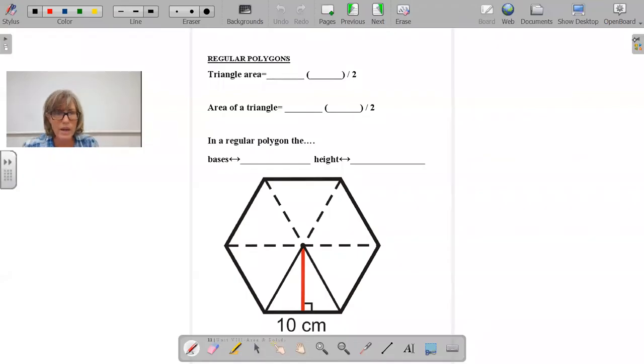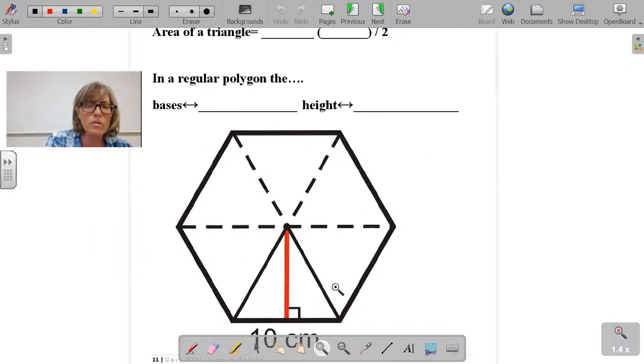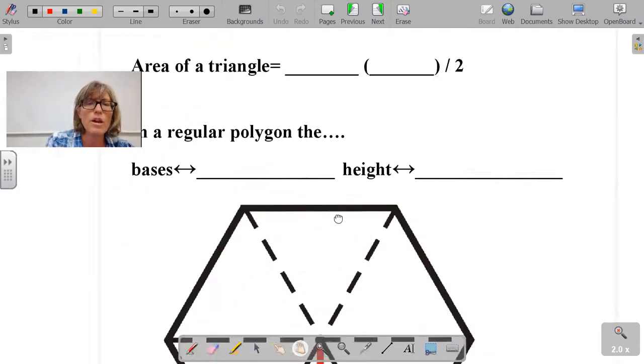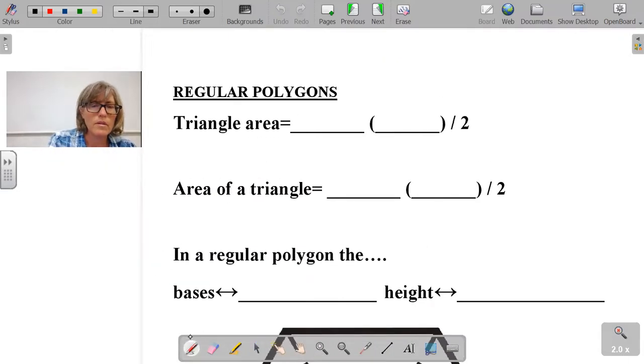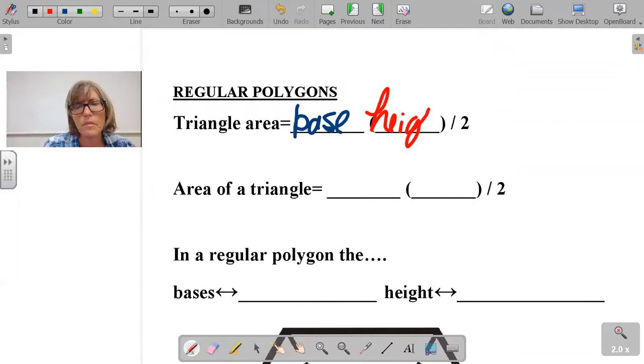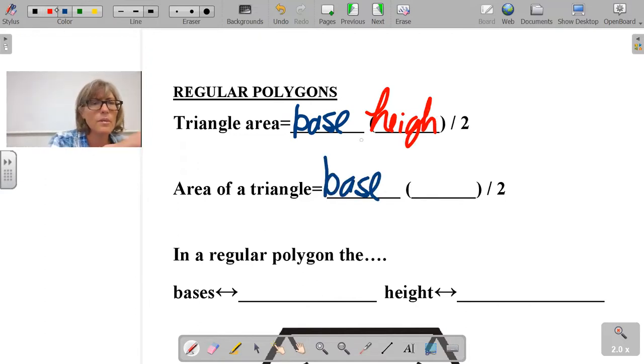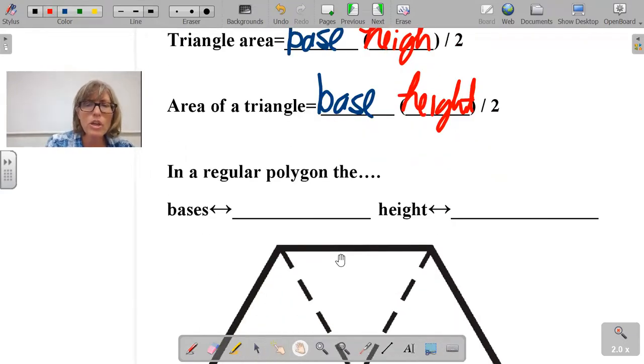You're looking at this page. I'm 1 page ahead. Give me just a second here. So the area of a triangle, let's carry that over. Area of a triangle is the base times the height over 2. Base times height over 2. So take a close look here.